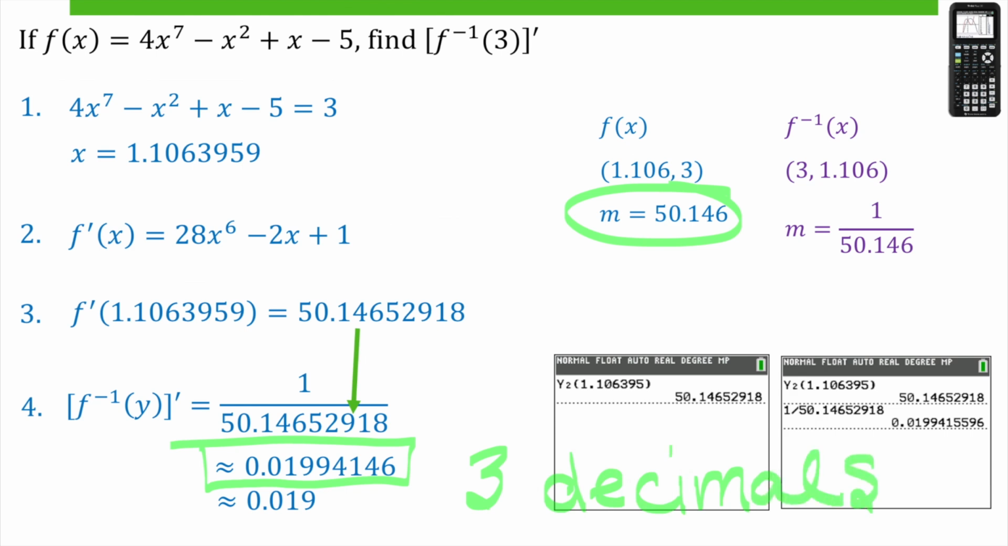So that's it. Is your mind spinning? Because my mind is spinning. But practice again, practice, practice, practice. And once you get the hang of it, it's actually not that bad.